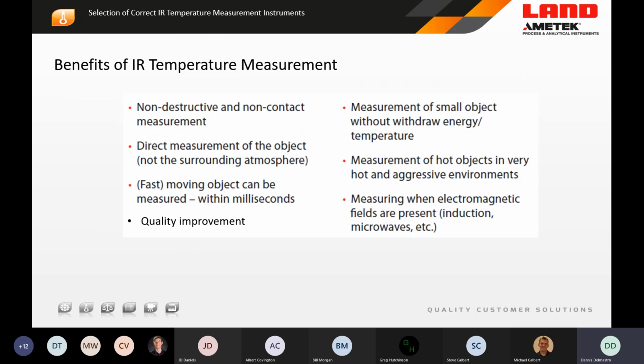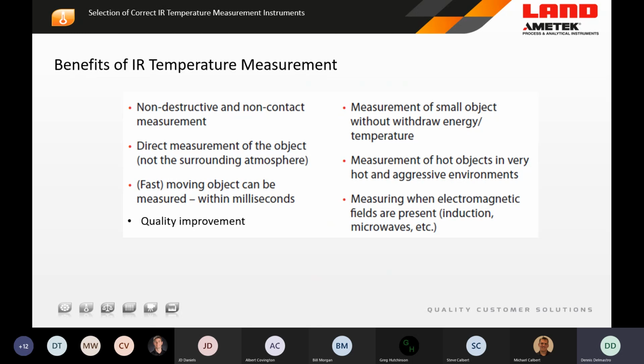Now, what are the benefits of IR temperature measurement? Well, a good one is it's non-destructive and it's non-contact. We're measuring the thermal radiation, so we never touch it. It's a direct measurement of the object. We can literally pinpoint onto the object itself and measure the temperature. It's fast, moving within milliseconds. It certainly has a quality improvement aspect to it since it's non-contact. You can measure very small objects without withdrawing energy.